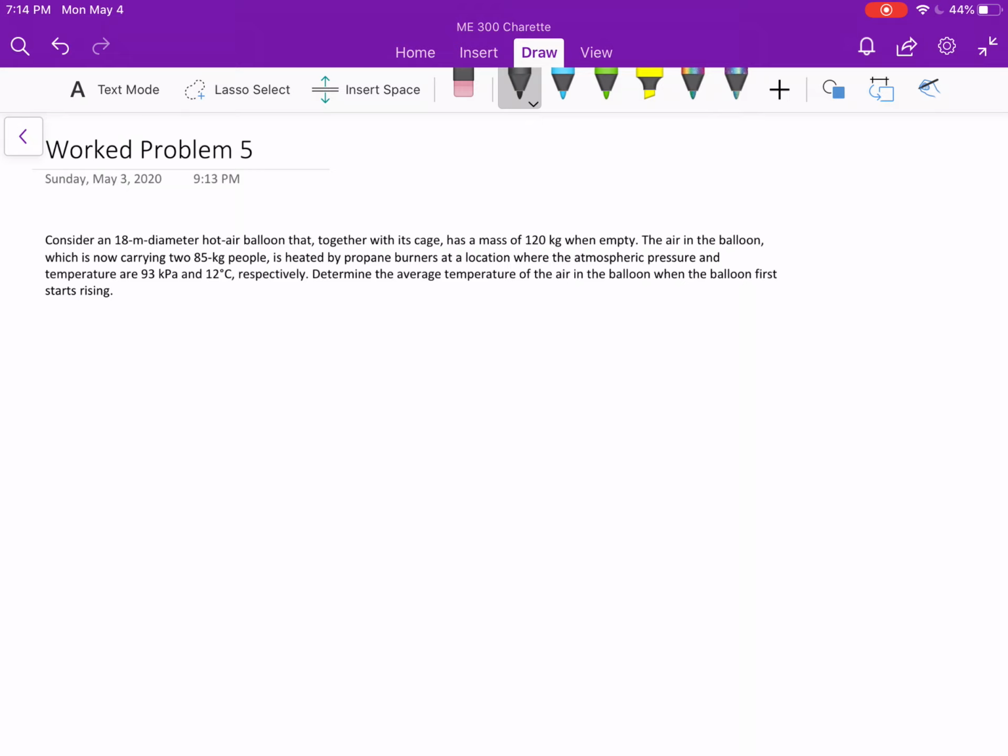Now, we're going to use a couple of equations to solve this, and we're going to need a couple of constants. First, we're going to solve for the volume of the balloon, V. Before we do anything, we know that air is an ideal gas, so we can use the ideal gas law in solving this equation. Now first we're going to get the volume of the hot air balloon.